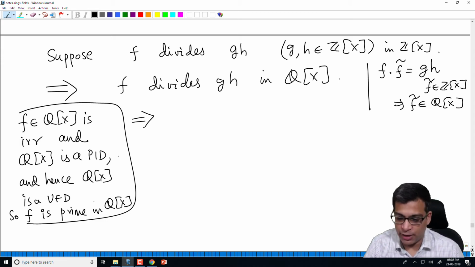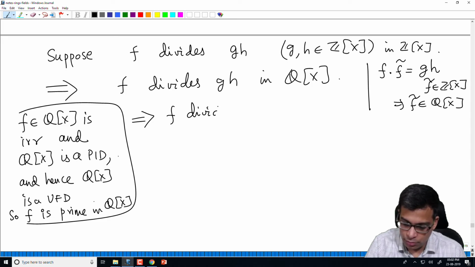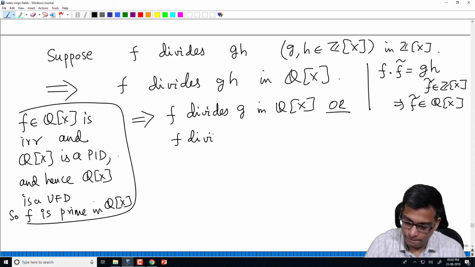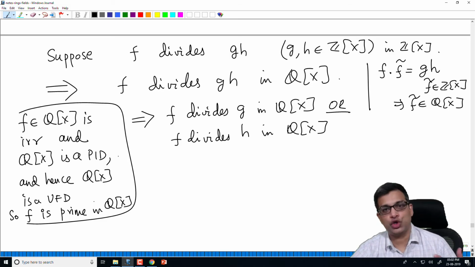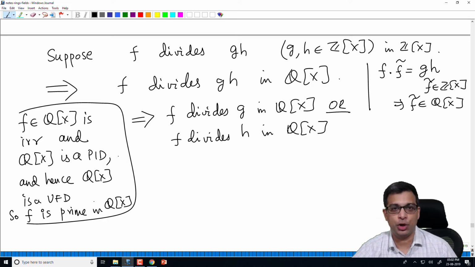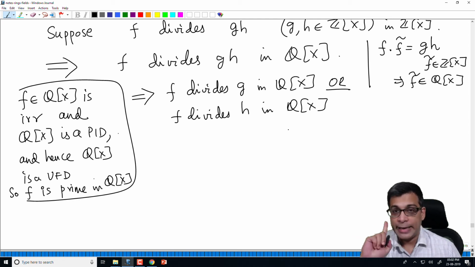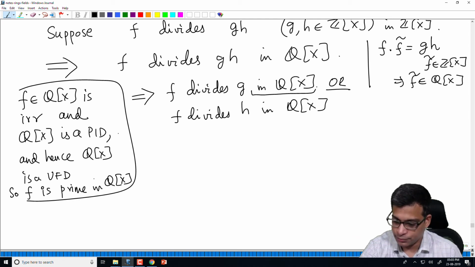So f is prime, so f divides g in Qx or f divides h in Qx. In this step we are using the irreducibility of f along with the fact that Qx is a PID. We are using that f is irreducible in Qx, and if it is irreducible in a PID or UFD, it is automatically prime, so if it divides the product, then it divides one of them in Qx. That is the important point.